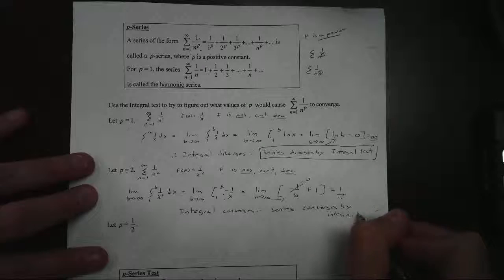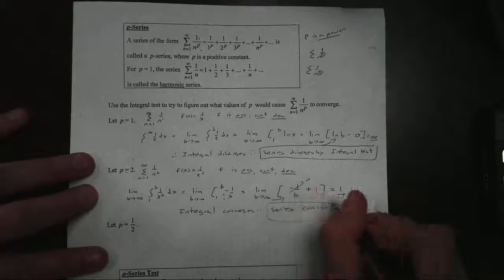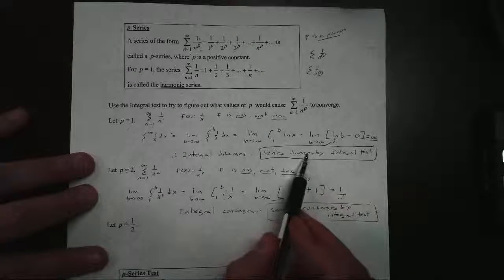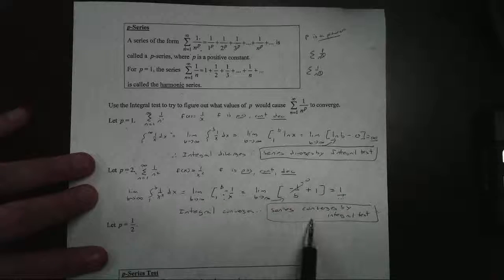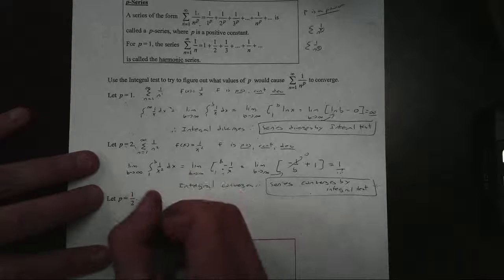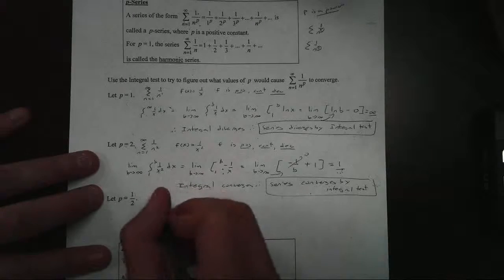Interesting. So when p was 1, we diverged. When p is 2, it converges. Well, what happens if we use a fraction, like p equals 1/2 here? What do we think is going to happen? I don't know. Well, let's find out.